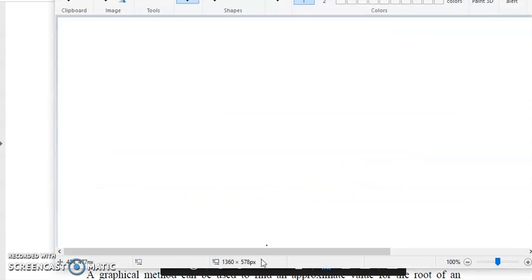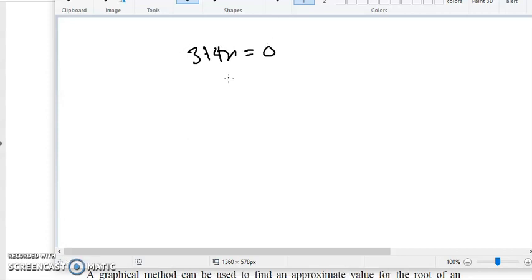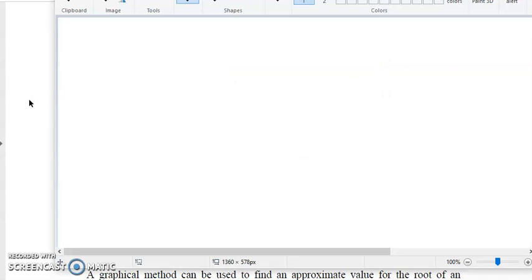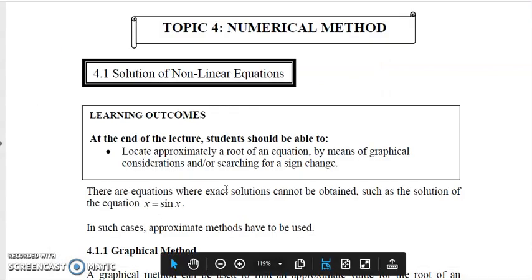As an example, let's say you are given 3 plus 4x is equal to 0. If you want to solve for x, you will have 4x is equal to negative 3, and x is equal to negative 3 over 4. So it is solved. But in this case, if we look at here, as an example, it already says here that the exact solution cannot be obtained, right?